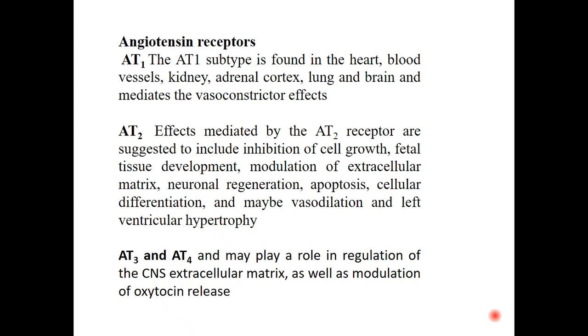effects mediated by the angiotensin 2 receptors are suggested to include inhibition of the cell growth, fetal tissue development, modulation of extracellular matrix, neuronal regeneration, apoptosis, cellular differentiation, and maybe vasodilation and left ventricle hypertrophy, while angiotensin 3 and 4 play a role in the regulation of the CNS extracellular matrix as well as modulation of oxytocin release.